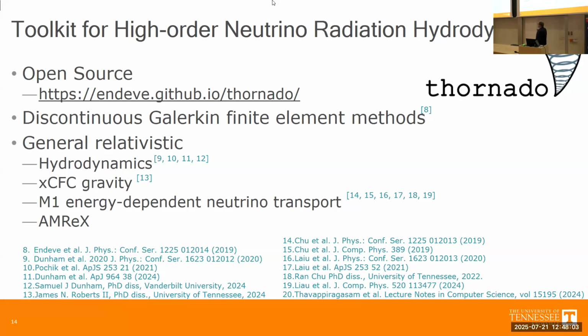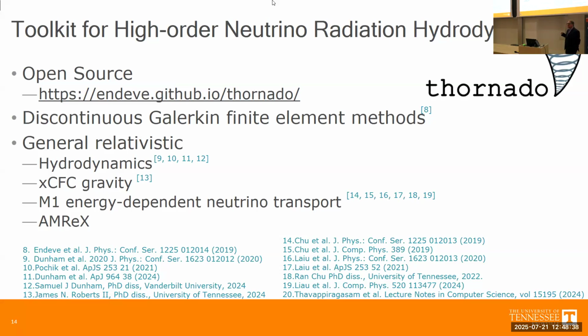It's also a fully general relativistic code with hydrodynamics, the conformally flat approximation for gravity solved that way, and including the next moment up in the neutrino transport, so M1 energy dependent neutrino transport. And everything is adaptive mesh refinement enabled. So very excited to move forward on this. We're also going to include magnetohydrodynamics. We have a current student working on that, and this will be the next generation.